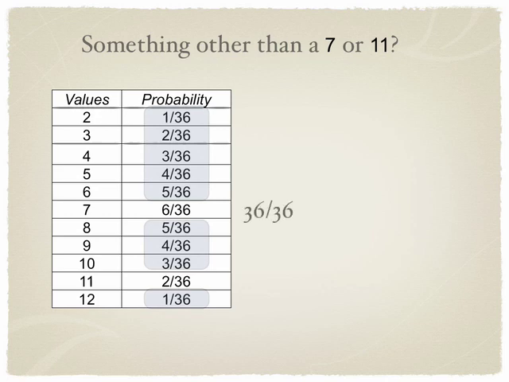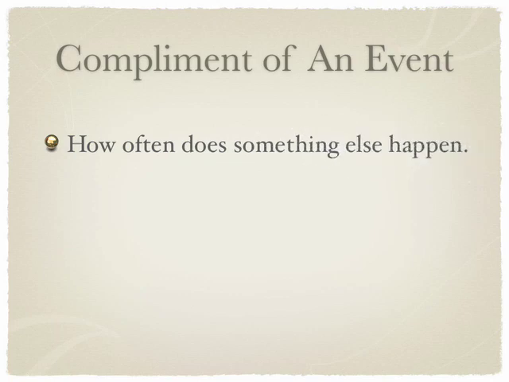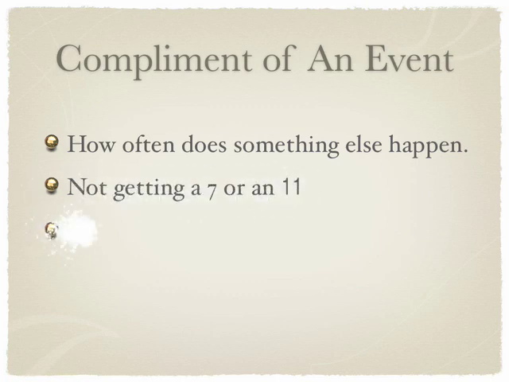Now the complement is saying we know that there's 36 out of 36 chances. If you remember from the last slide, there's an 8 out of 36 chances of getting a 7 or 11. So we can subtract this from 36 over 36, which gives us 28 over 36. This is called the complement. So basically there's a 77% chance, 28 out of 36 chance of rolling something other than a 7 or 11. So a complementary event is basically how often does something else happen? Not getting a 7 or 11.